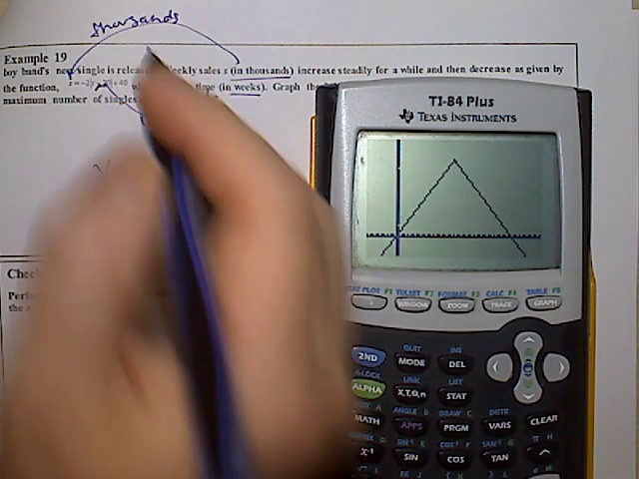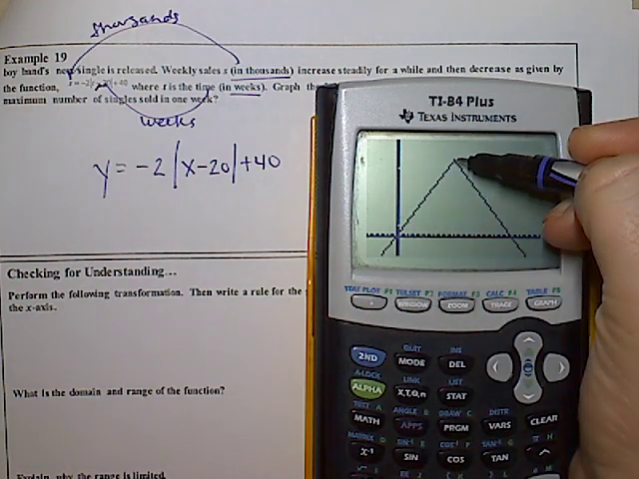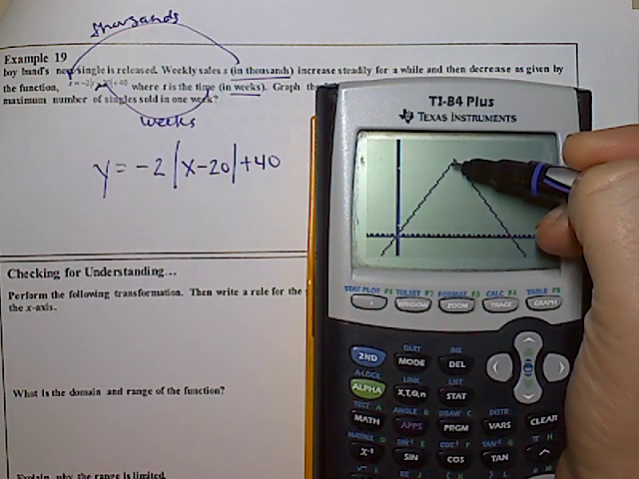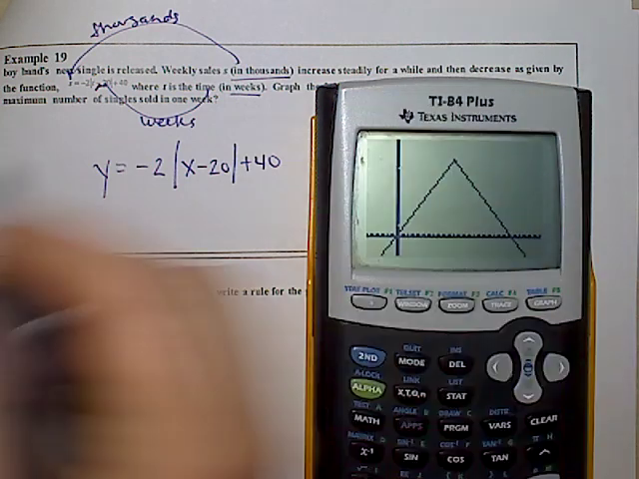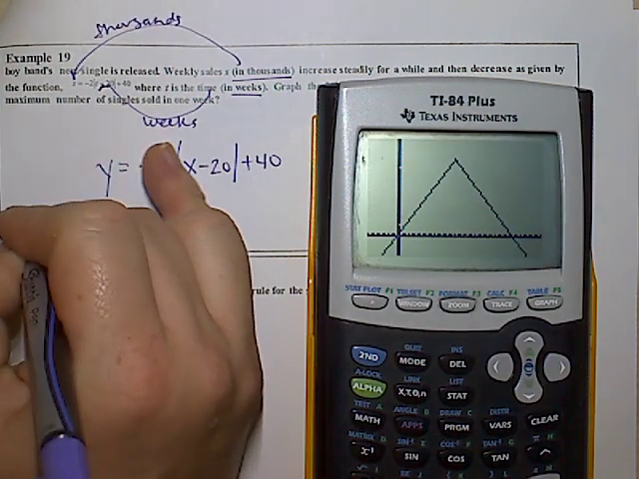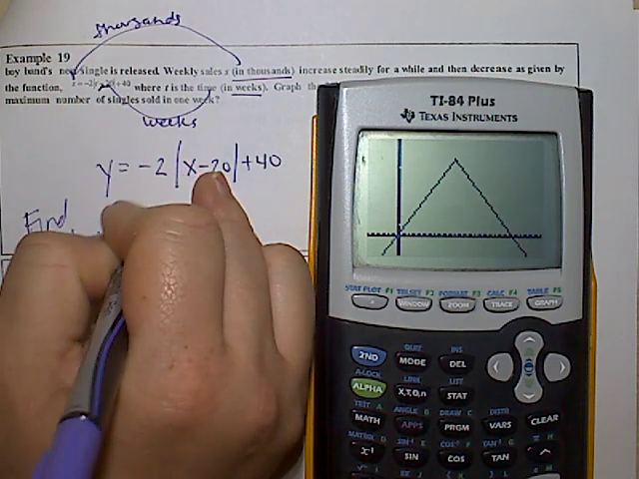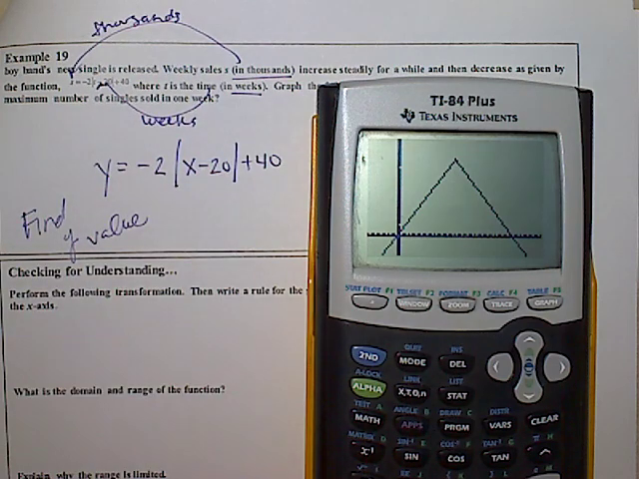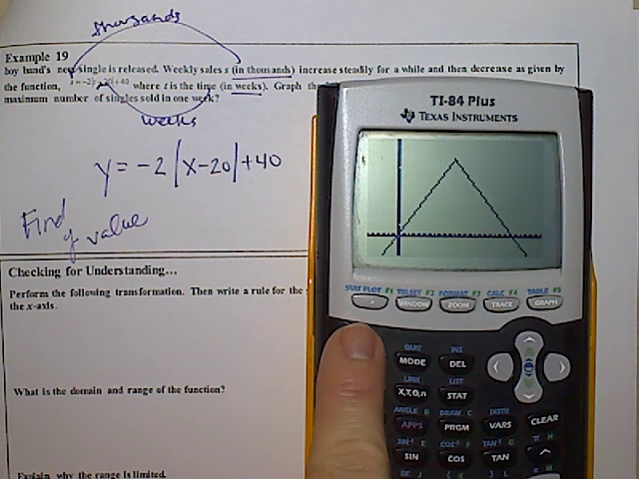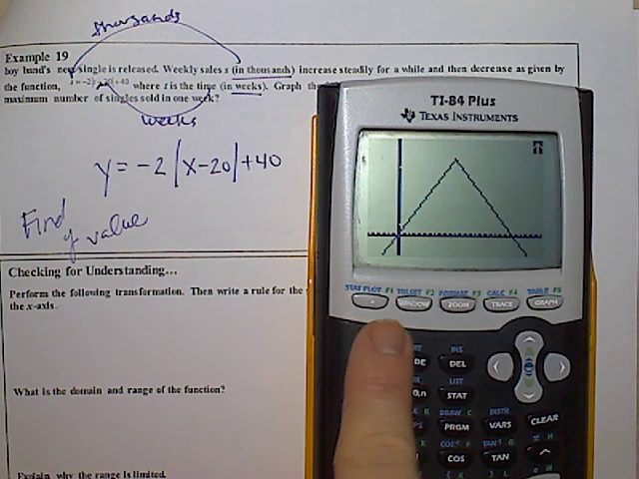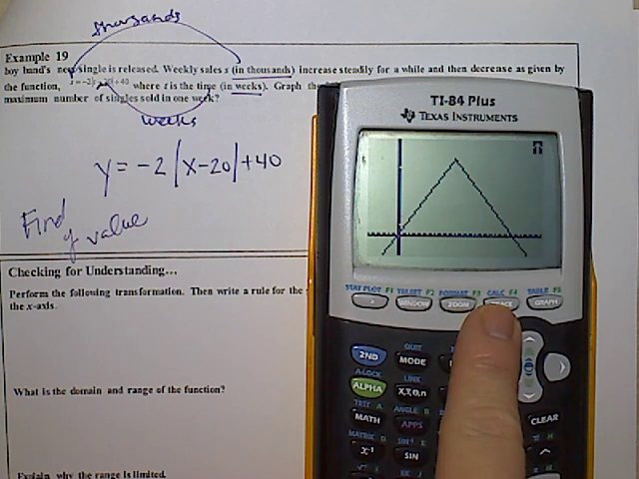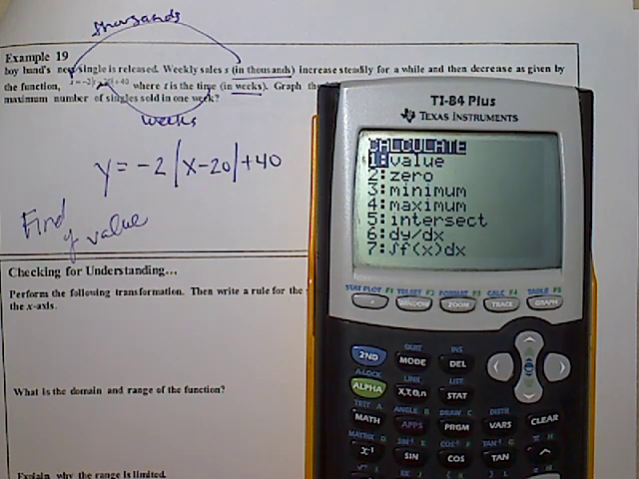The maximum. Okay, so is this an X or Y value that describes the maximum? I want to know the Y, so please write down, find Y. We want to find the Y value of the maximum. So to do that, we're going to hit the blue key one time. Then go up top and hit trace one time. Go down until you hit maximum and press enter.